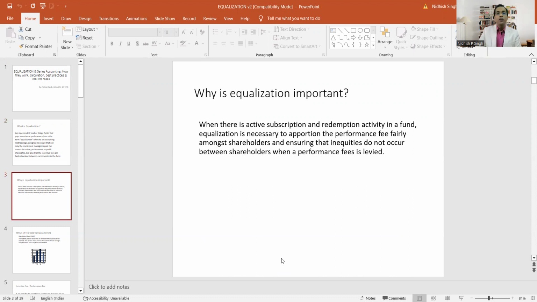Why is it important? Because it is the fiduciary role of the fund managers and also the fund administrator to accurately distribute the profit and make it consistent and fair to all the investors. Hence, the equalization method is important. And with some of the examples in the future slides and the calculations, we'll understand why it is so important and what the methodologies to follow in the equalization process are.